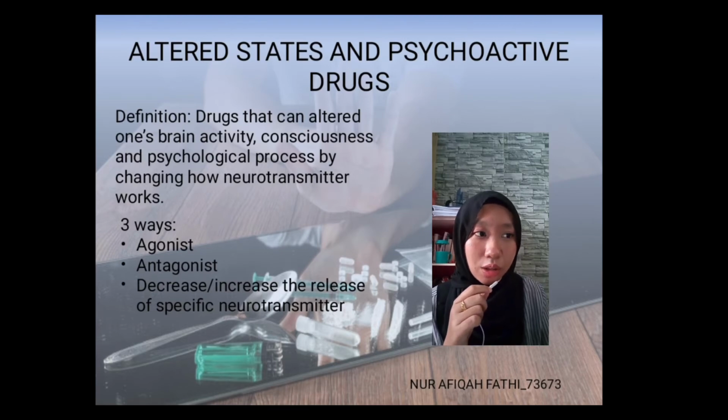There are three ways in which these drugs change how the neurotransmitter works. The first one is agonist, whereby the drug will bind to the receptor and mimic the neurotransmitter. The second one is antagonist, where the drug will bind to the receptor and prevent the neurotransmitter from binding there. Some drugs will increase or decrease the release of specific neurotransmitters.